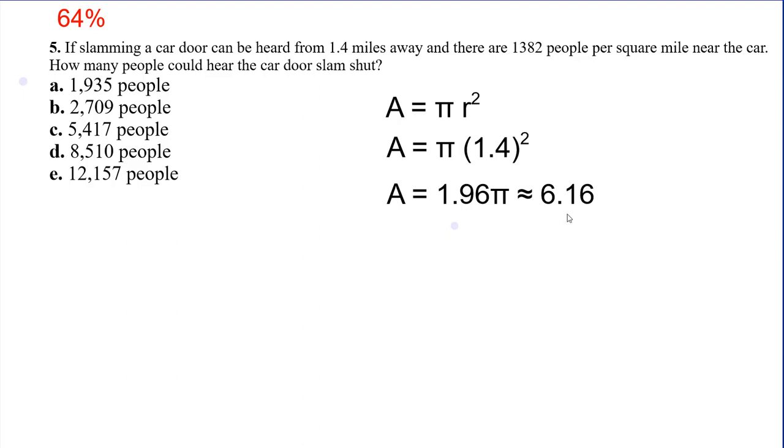Now that's how many square miles worth of people can hear the car door slam. So then we need to multiply this number by how many people are in each square mile near the car, and that'll give us our final answer, which is apparently 8,510 people. I can show you how to put it in the calculator, but it just takes a lot of time, and I think that one's easy enough. You can figure it out.